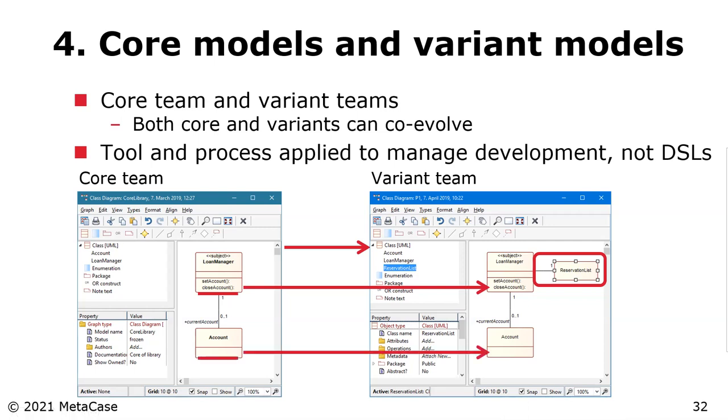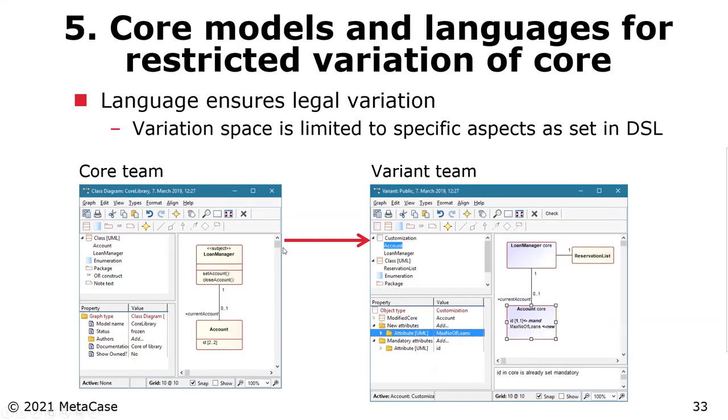But it could be domain-dependent, and we have examples of that kind of case too, where the domain-specific language is made so that it says what kind of changes the variation team can do. So for instance, here's the same kind of case. The core team has created the model, and then the variant team can only do certain kinds of changes in the models. They may, for example, add new attributes. For example, they have added here a maximum number of loans. And also they may say that the account ID is mandatory. So they change it one to one.